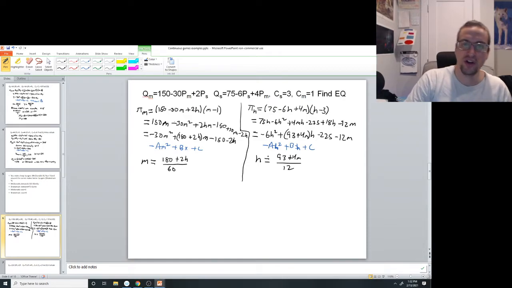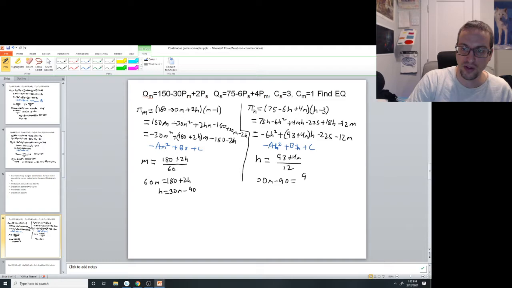Two equations, two unknowns. It's really not that bad, actually. Here I can solve this. Now this becomes 60m equals 180 plus 2h, which means that h equals 30m minus 90. Plug it in right over here. 30m minus 90 equals 93 plus 4m over 12. If you solve this, you get that m is 3.29. Oops.